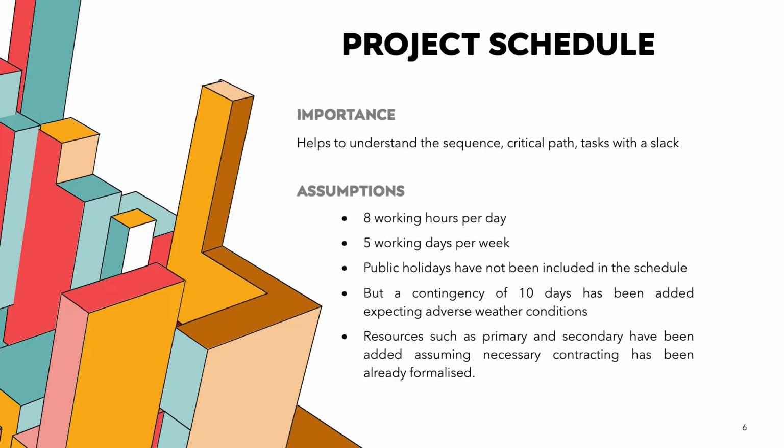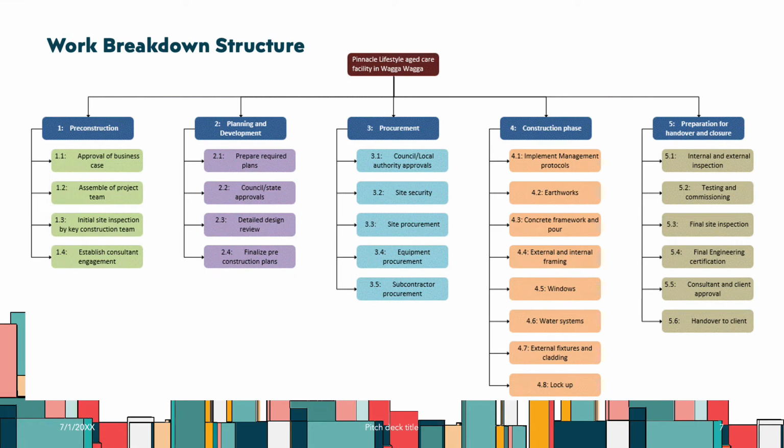Next, the work breakdown structure. The work breakdown structure, or the WBS, helps to identify key tasks to include in the project schedule and also the order of the tasks. So I have divided the project into 5 stages in the WBS: pre-construction, planning and development, procurement, construction phase, and preparation for handover and closure.